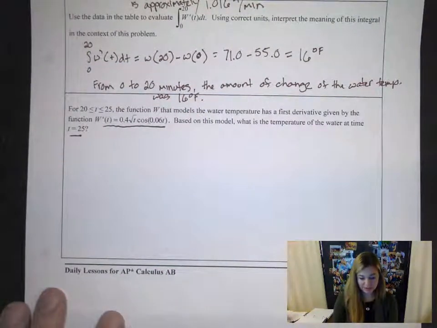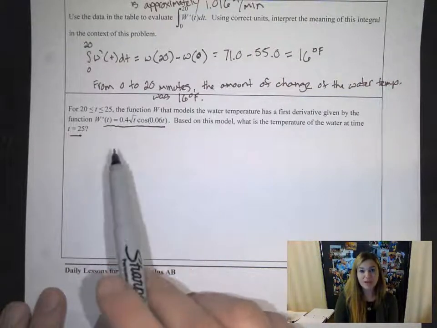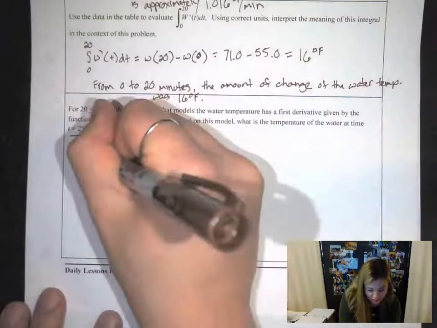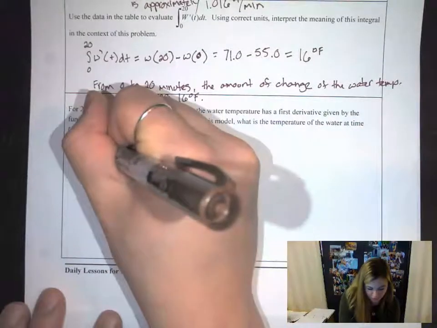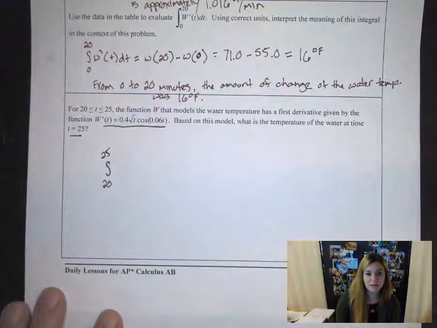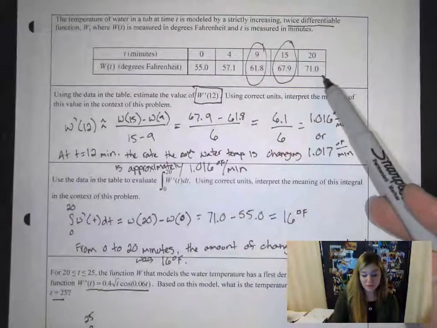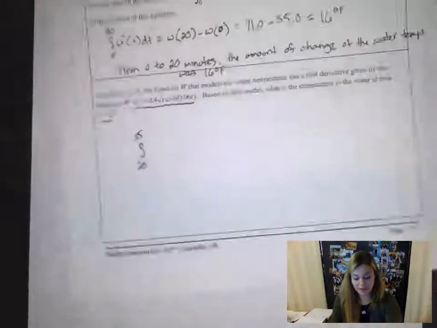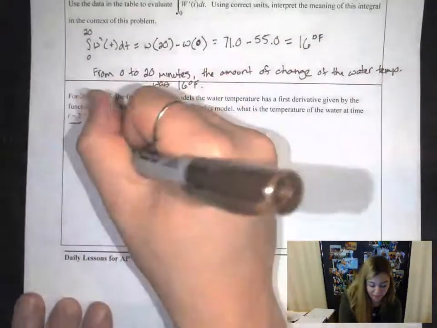Okay, so let's think about this. Is there anything that I know? Well, if I want the temperature and all I've got is a derivative, I need to start there. So I need to think, okay, what if I integrate? Because I know the temperature at 20 is 71, so I can figure out what the temperature is at 25. I am also only given a derivative, so the only way I get back to temperature is by integrating.